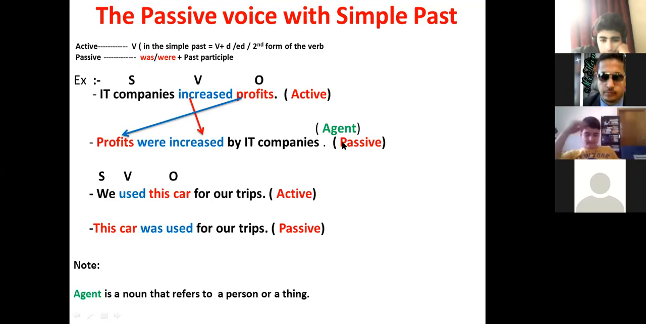But we write the word "by" before IT companies. Don't write "agent". You only see that in the question, as we saw in the practice, the first one. So the agent, I mean by the agent, the one who did that. We said IT companies increased the profits. So profits were increased by IT companies. This is a sentence in the passive voice.